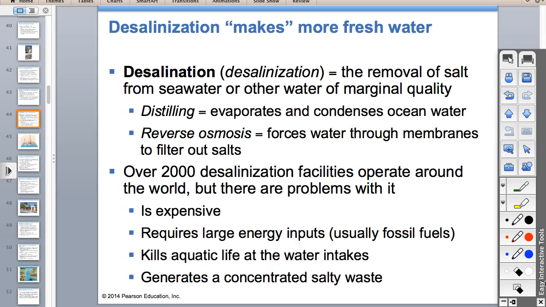And so what you have to do, there's two different ways you can go about this. The first one is distilling water. And distilled water just means it's been boiled.